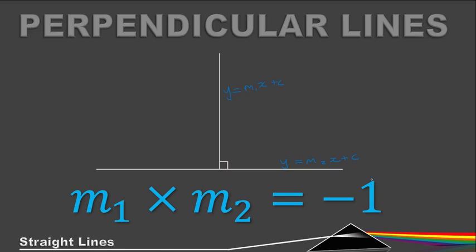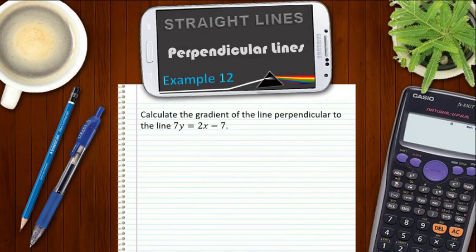We can find their gradients, multiply the gradients together, and if that equals minus 1, then we know that these two are perpendicular. Or if we're given the gradient of one line and they tell us that they are perpendicular, then we can use this formula to find the unknown gradient. So for example 12, calculate the gradient of the line perpendicular to the line 7y equals 2x minus 7.